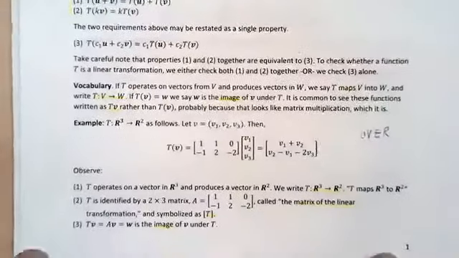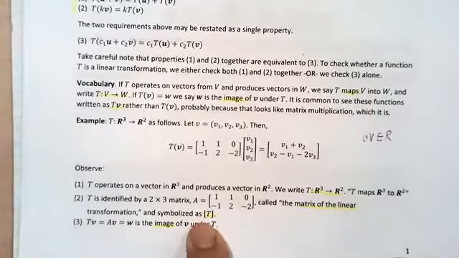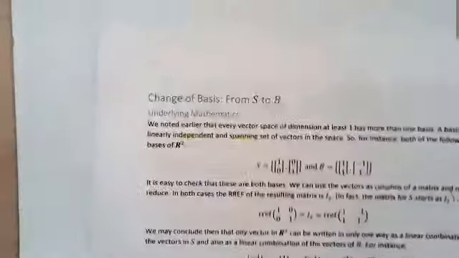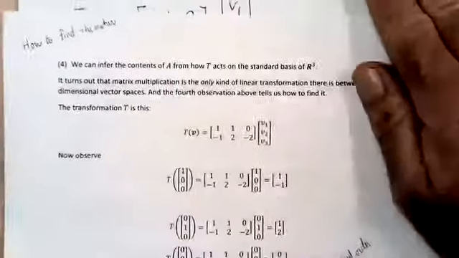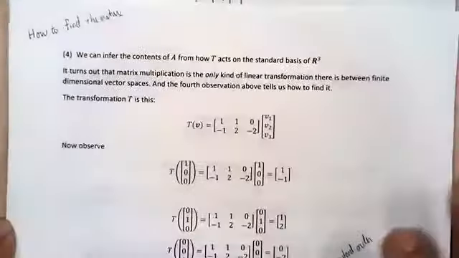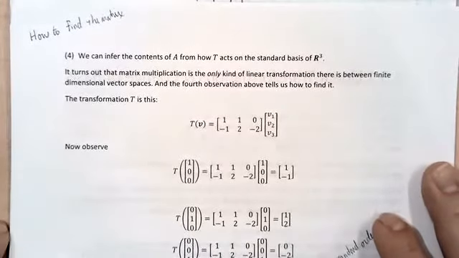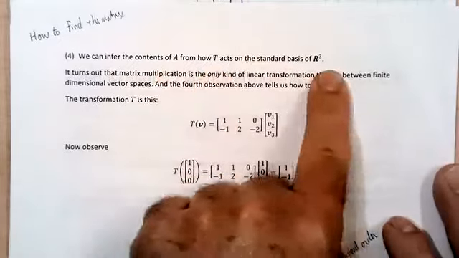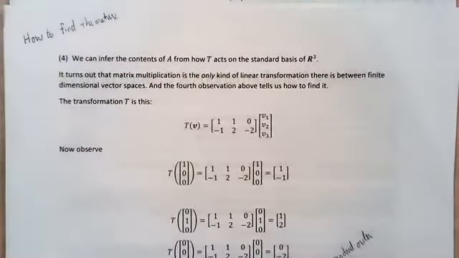Okay, so that's this thing right here. The matrix of the linear transformation can be symbolized with the name of the transformation with square brackets about it. Okay. Now, we can infer from the contents of the matrix of the linear transformation how it acts on a standard basis. And let's just do that.